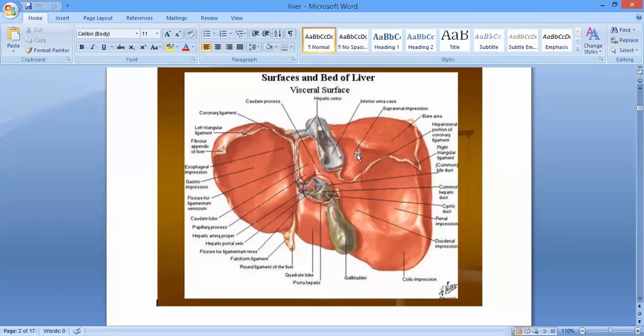And the lymph vessels from the posterior surface pass through the diaphragm to the posterior mediastinal lymph nodes. So the lymph from the posterior part, the bare area, specifically this area, is going to the posterior mediastinal lymph nodes, okay?